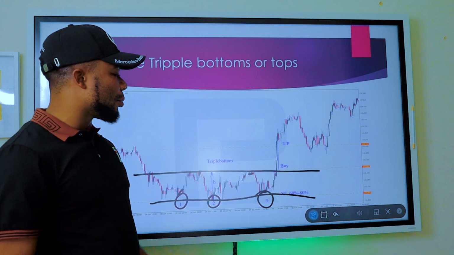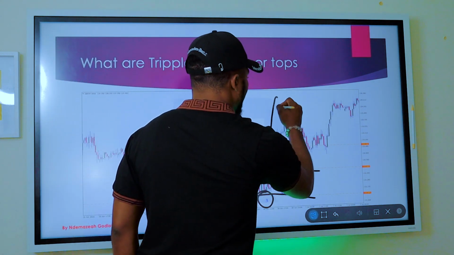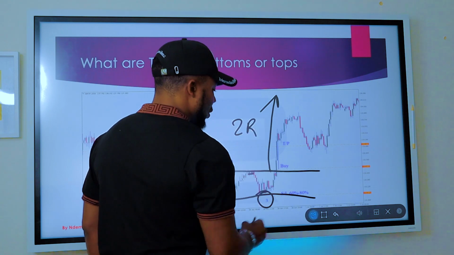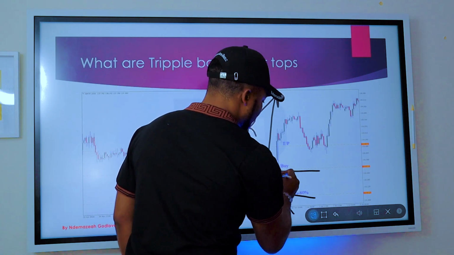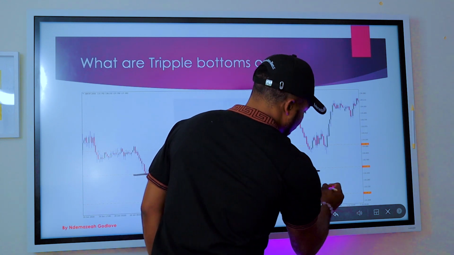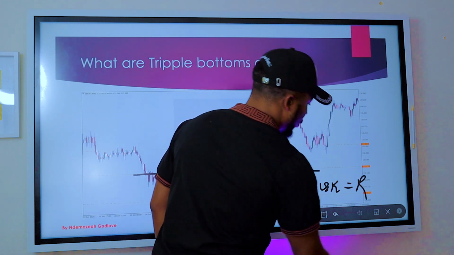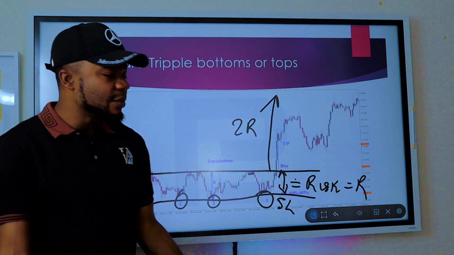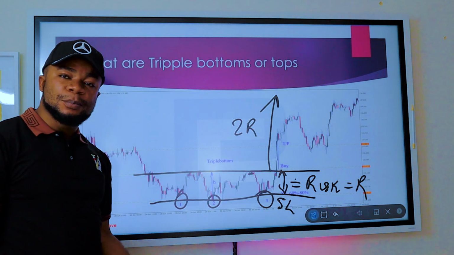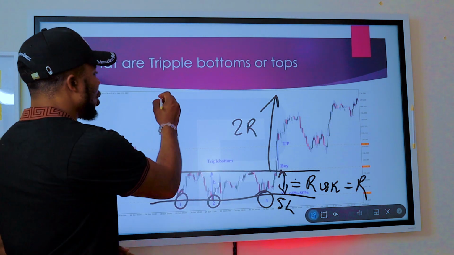And the neckline got broken here, and see what happened. The market went up. So I would have gone for 2 arrow, and my stop loss should be somewhere here. This area will be equal to my risk, which should be equal to my arrow. Two arrow means I'll be going for 2 times my risk. All right? As simple as that. That is what we call a triple bottom, and a triple top will just be the same.